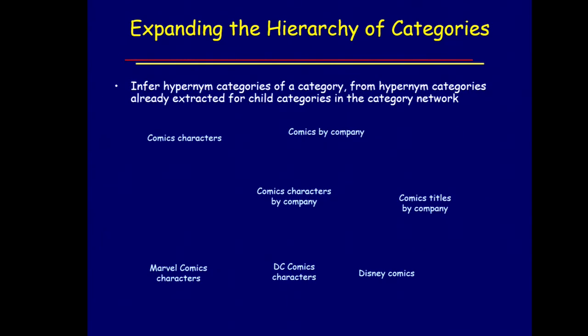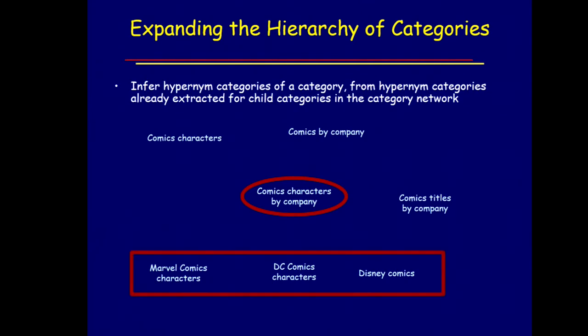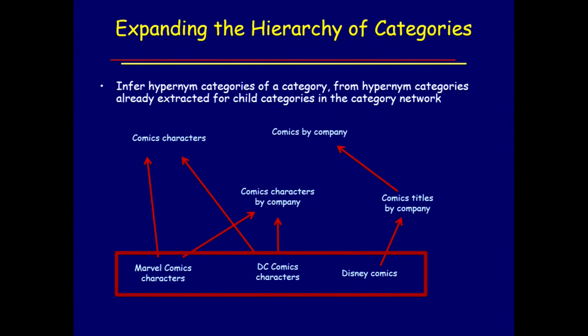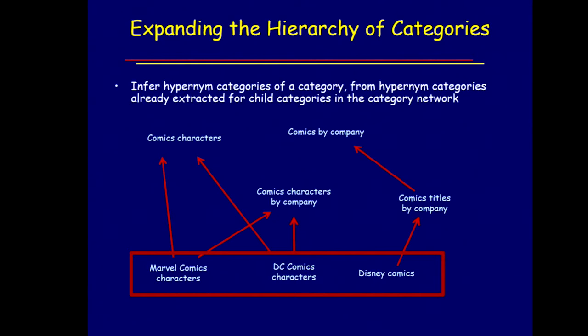It's one way to fill in some missing edges. This is the more interesting heuristic, again, for inferring, for filling in missing edges. This is what you have. You have comic characters by company, which is what you're interested in. You have these subcategories at the bottom. And then you have these existing edges already in the hierarchy. But then for comic characters by company, as you see, you don't know how to go up or where to go up at all. So this is the current state.